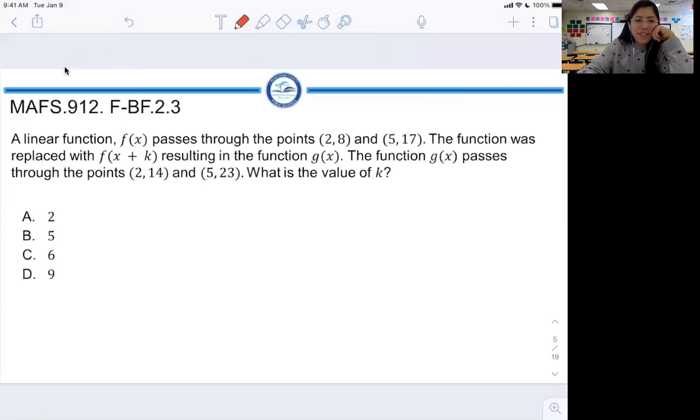A linear function f of x passes through the points 2, 8 and 5, 17. The function was replaced with f of x plus k, resulting in the function g of x. The function g of x passes through the points 2, 14 and 5, 23. What is the value of k?